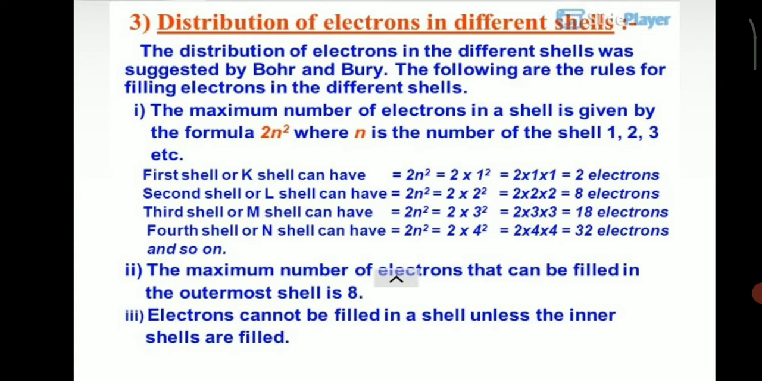In higher classes you will study that. For you to understand, a shell can hold 8 electrons as its maximum capacity.